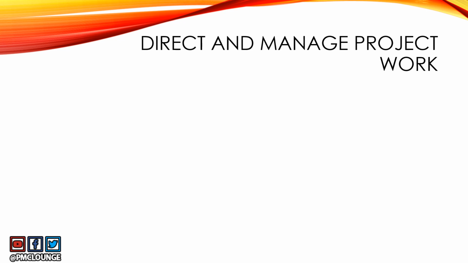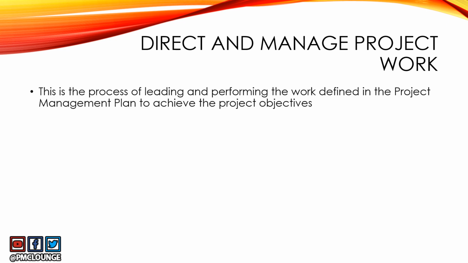So the next process in the list is direct and manage project work. This is where you do actual project work. And if you look into the definition, this is the process of leading and performing. So you're leading the team because you don't do everything yourself. You cannot code, you cannot test. You're a project manager. You need to lead the team of coders and testers so that they can perform their part of the work. And that is exactly what you do in direct and manage project work.